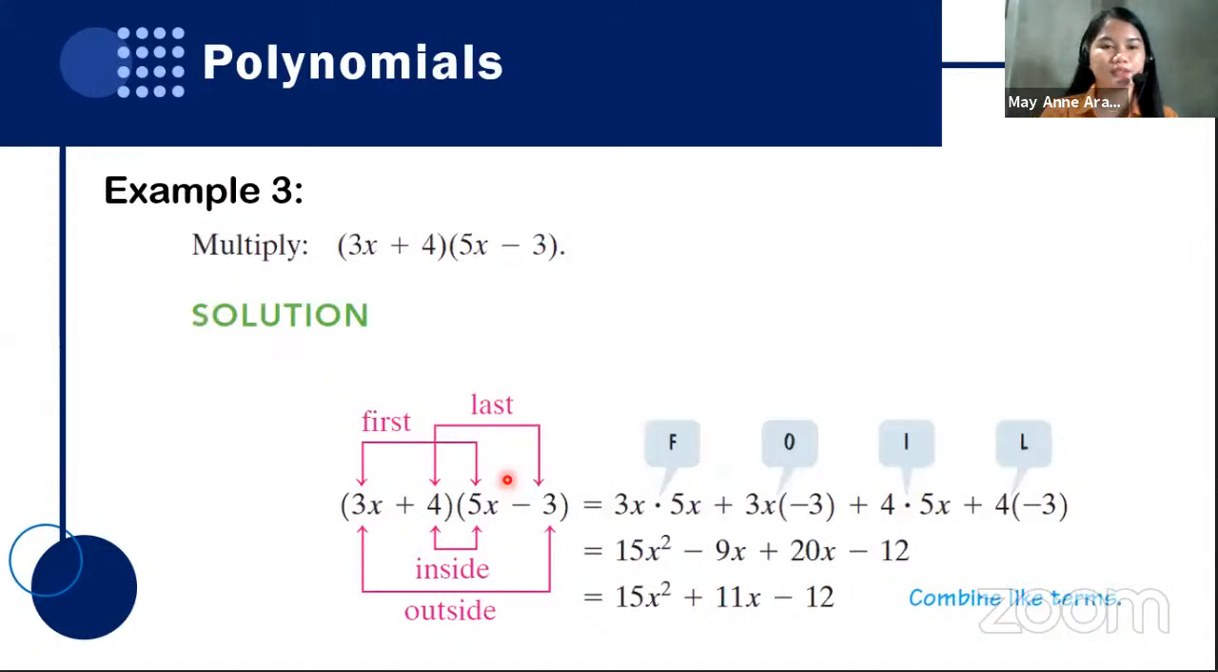Example, multiply 3x plus 4 and 5x minus 3. So the first terms here are 3x and 5x. So 3x times 5x is 15x squared.